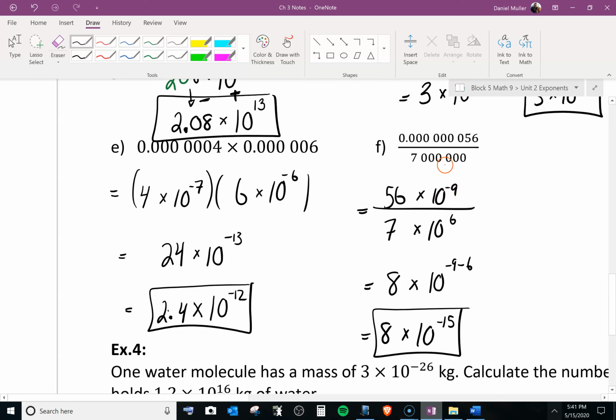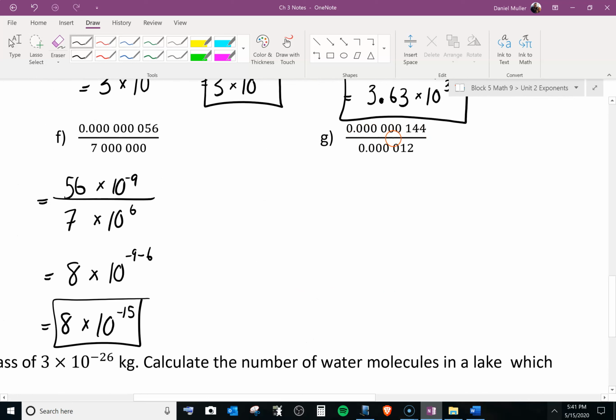Then I had a huge number right here, which is like 7 million, and I lowered it to 7, so I really made it smaller, so I balanced it by making it a positive 6. Then I can go 56 divided by 7 is 8. Negative 9 minus 6 is negative 15, and I'm done. Let's try another one.